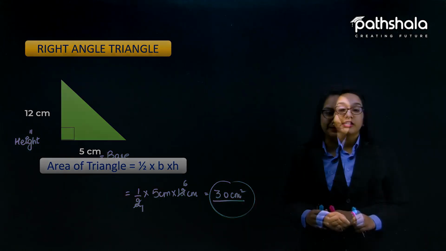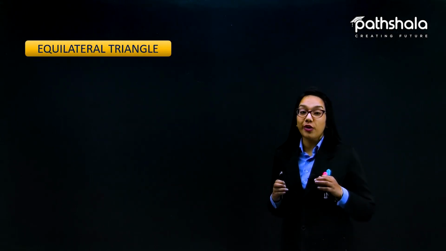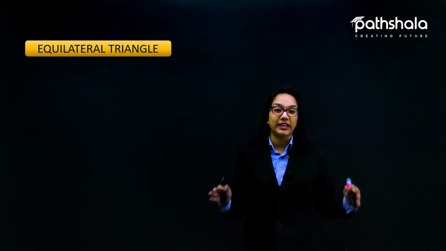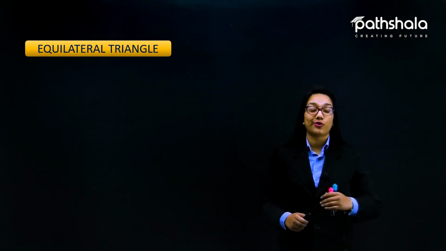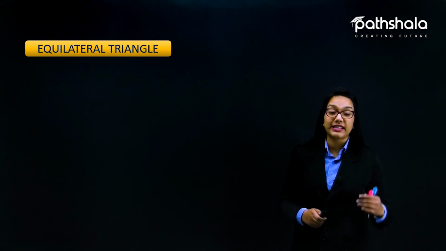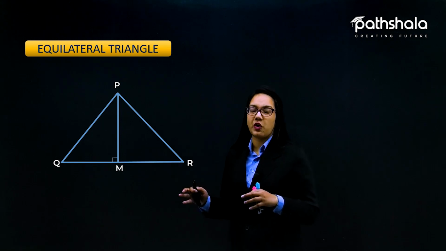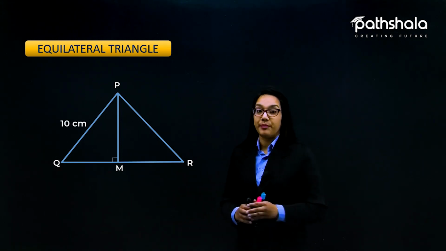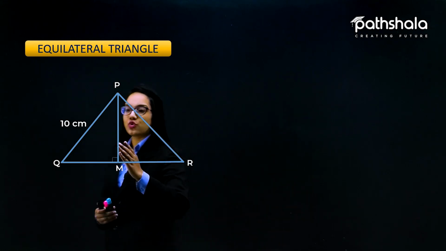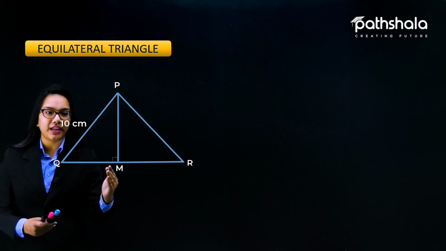Let's see. Suppose we have an equilateral triangle and we want to find its area. As we know, an equilateral triangle is a triangle in which all the sides are equal in measure. Suppose I have this equilateral triangle such that the side is 10 centimeter. I have already done a construction over here: I have drawn a perpendicular PM.